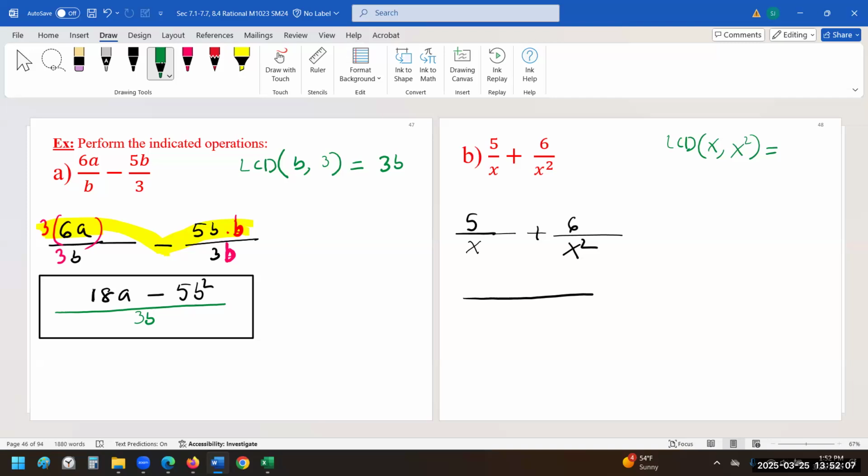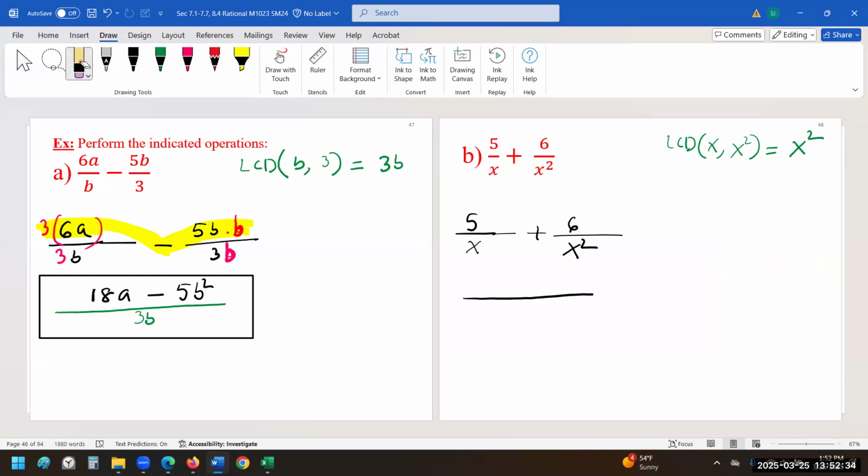What's the LCD? The third. You multiply if they have nothing in common, if one is not a multiple of the other one. Can you multiply x by something, and it will turn into x squared? See, it's possible. That means you take the bigger one.